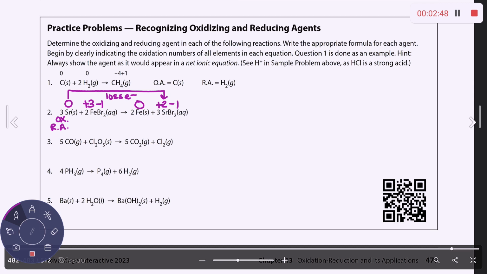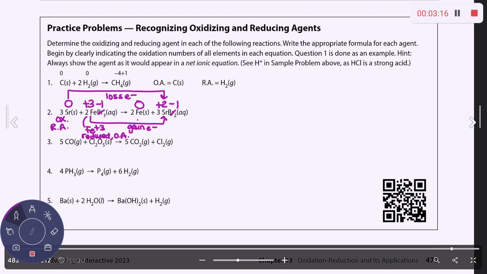And then over here, bromine stays the same, so we don't care about bromine, but iron goes from a +3 to a +2. So this is gaining electrons. So you would have to specify, since this is an ionic compound, the ion in the ionic compound that is being reduced. So Fe+3 is reduced, and that makes it the oxidizing agent.